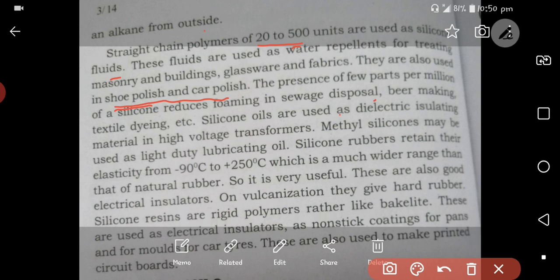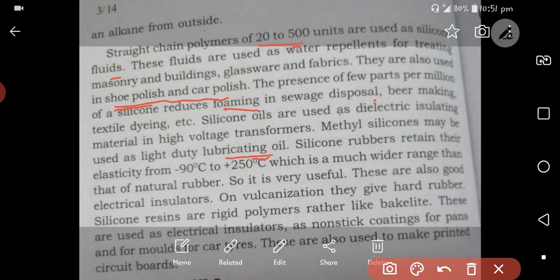Then the presence of a few parts per million of silicone reduces foaming in sewage disposal, beer making, textile dyeing, etc. So if silicone oils are there, we can reduce the foaming in those solutions. So they are mainly used in sewage disposal, beer making, textile dyeing, etcetera. Then silicone oils are used as dielectric insulating material in high voltage transformers. Already it has been shown that they are electrical insulators. Then methyl silicones may be used as a light duty lubricating oil. They can be used as lubricating oils.